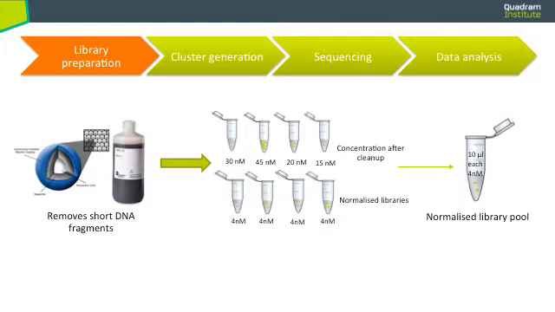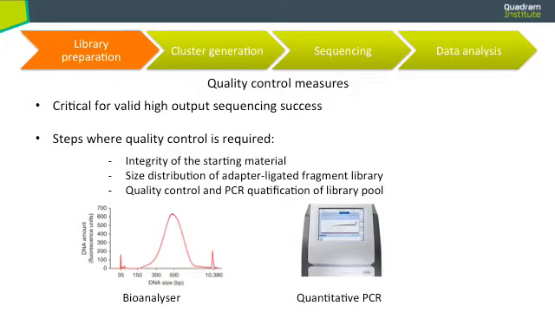But all of this, you're doing in really a tube. You really don't know what you're actually doing inside the tube. So you need to do some quality control measures, and I think it's very necessary. This is very critical if you want to get high output sequencing success. You can do these quality control measures in different steps. You can first check if the input material that you have is actually of good quality. That can help a great deal when you're doing your sequencing at the end.